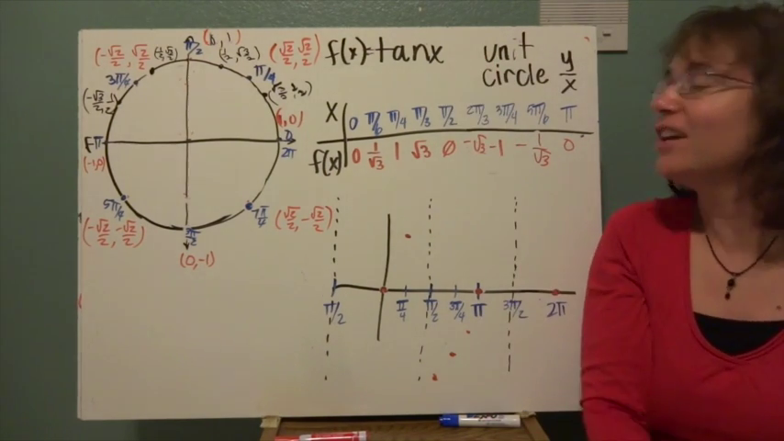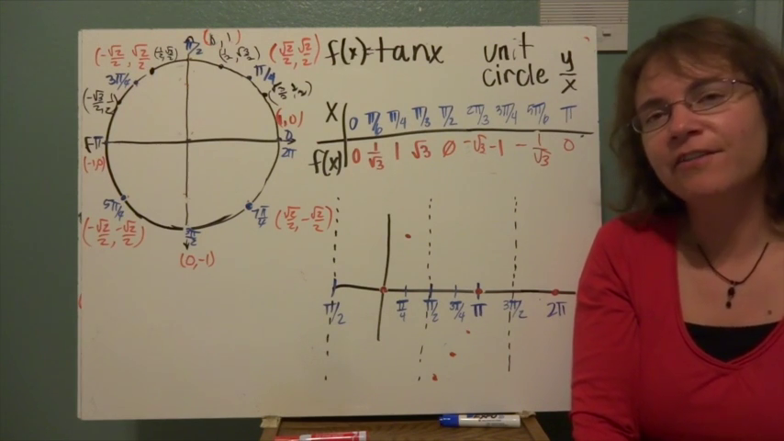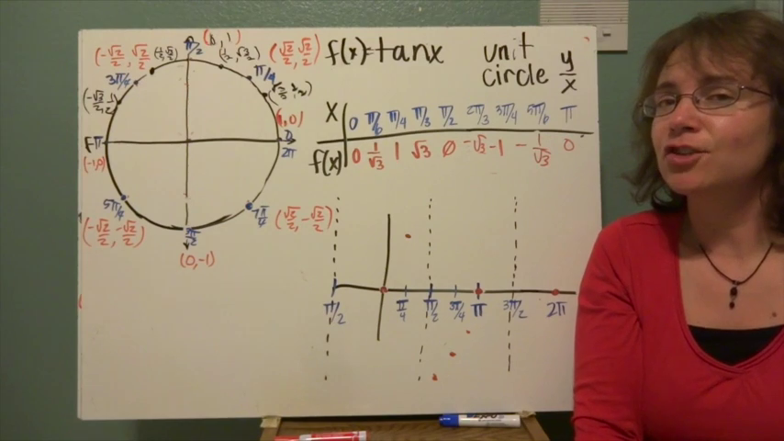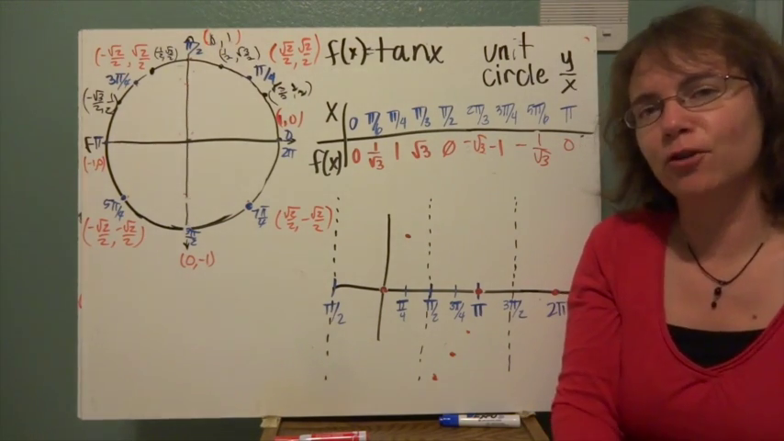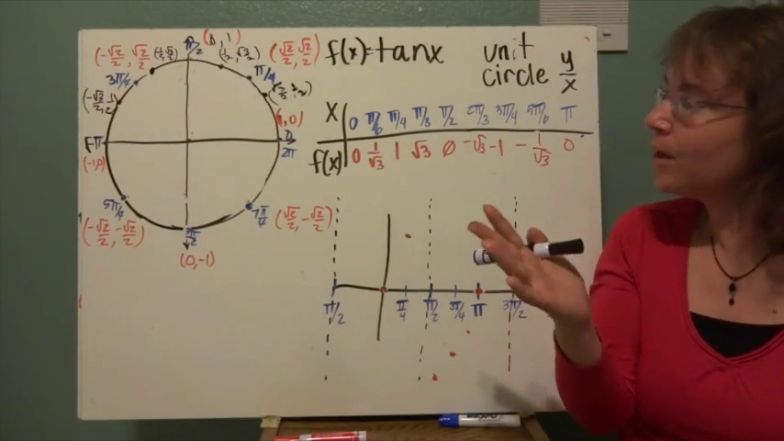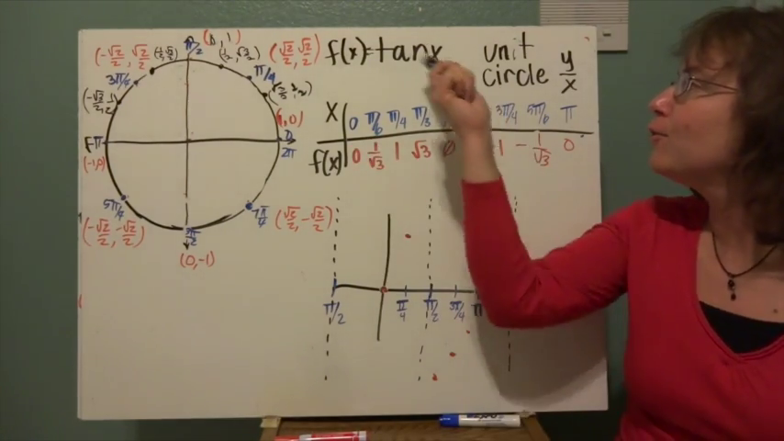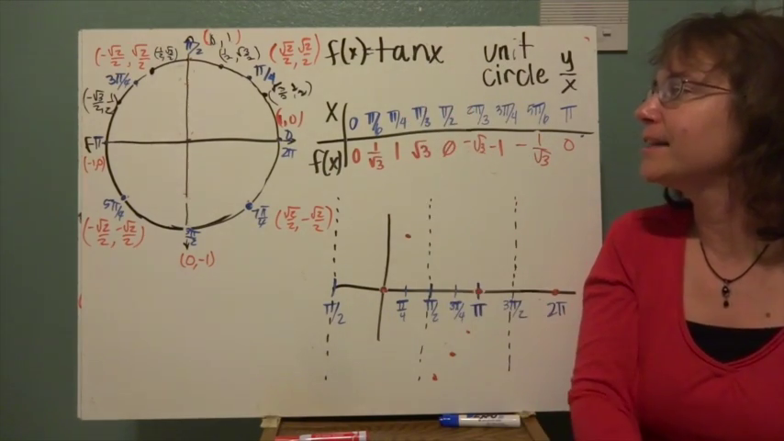Graphing tangent of x. So we've done sine and cosine. Tangent of x, however, doesn't have a ratio of a side length with 1. It's actually taking the y value over the x value, or sine over cosine. And so we're going to have to do a division problem in order to get values out for my side ratio when I plug in radian measures for x.